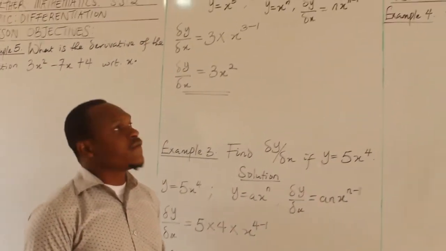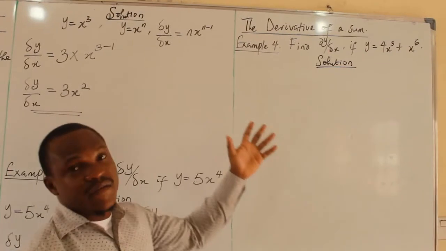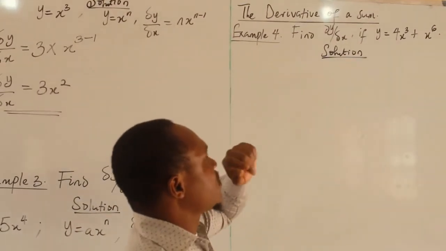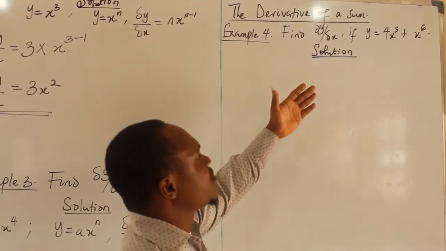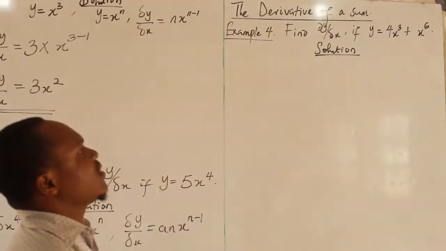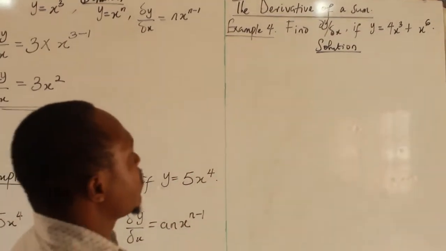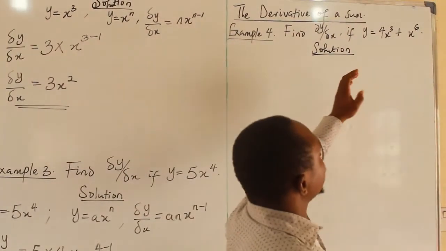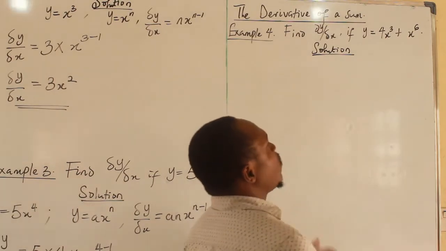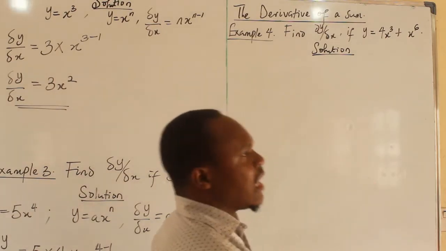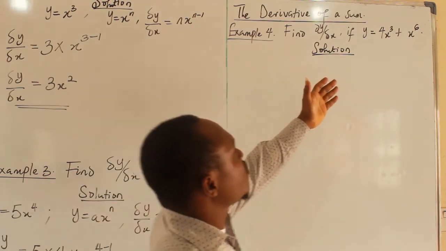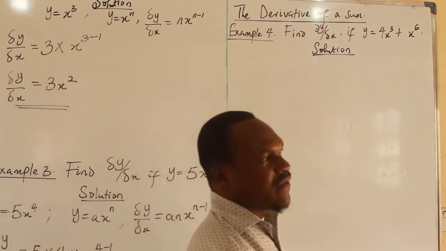Now we move on to example 4, where we encounter the derivative of a sum. It says, find dy over dx if y is equal to 4x raised to the power 3 plus x raised to the power 6. If you look at this now, when I say the derivative of a sum, if you look at the value of y, we have two independent variables. We have 4x raised to the power 3, and we also have x raised to the power 6. And they are asking us to find the derivative of y with respect to these two independent variables.